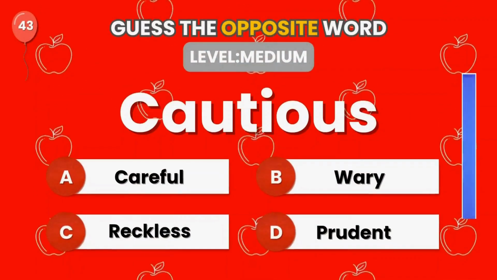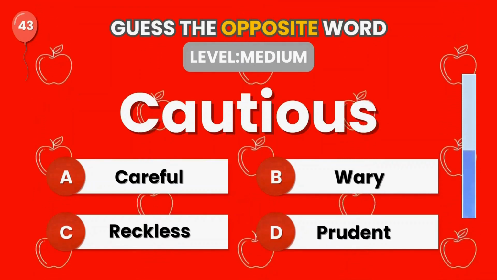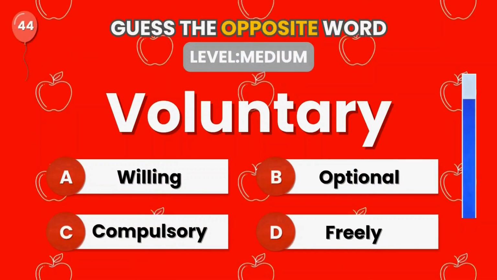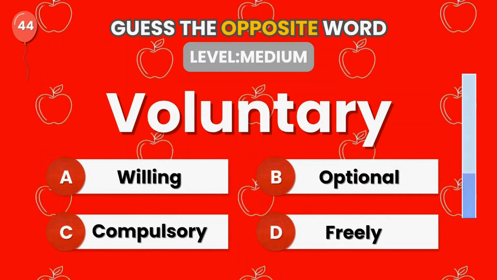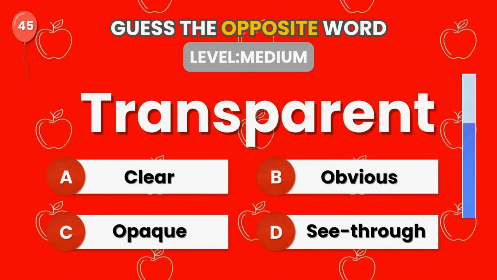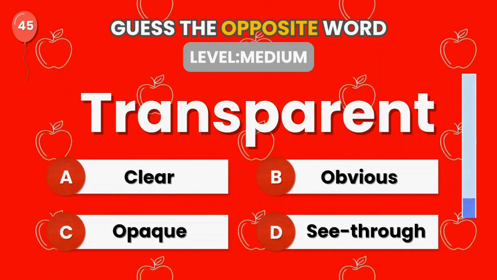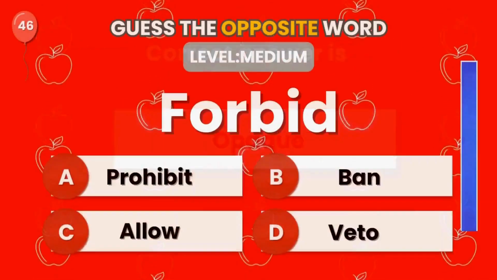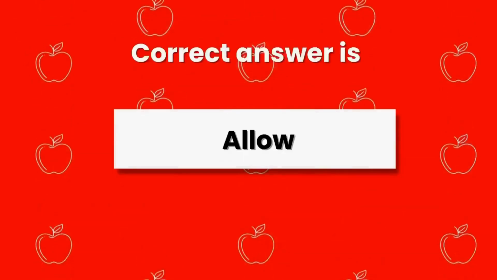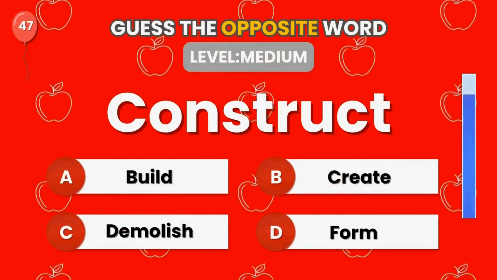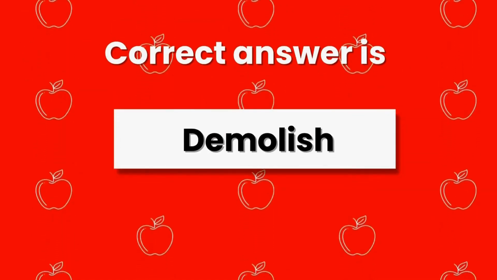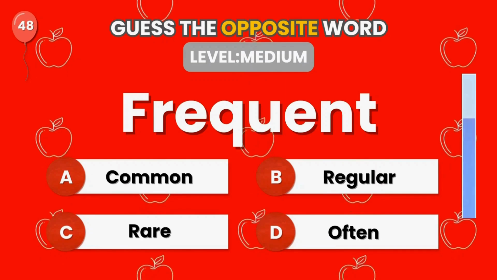The opposite of abundant? Scarce. Opposite word of cautious? Reckless. What's the opposite of voluntary? Compulsory. Opposite word for transparent? Opaque. The opposite of forbid? Allow. Opposite of construct? Demolish.